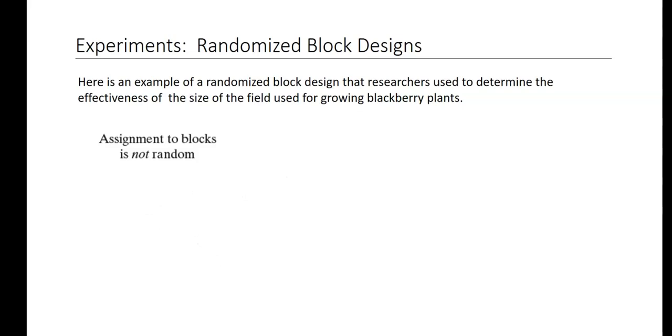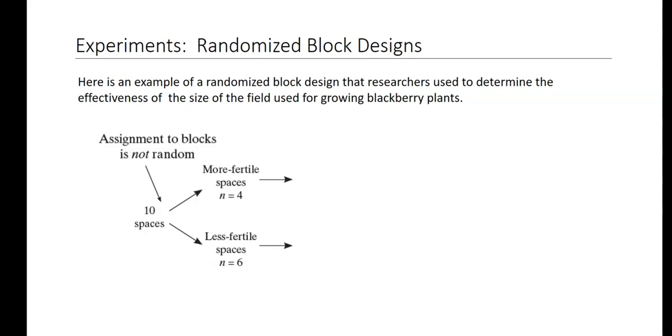Let's say your assignment to blocks is not random. Okay, so that's important to know. We block with a purpose. So here is an example, the effectiveness of the size of the field used for growing blackberries. So maybe there's 10 spaces, and some are more fertile, they're closer to the water, some are further away from the water. Notice in this case, it wasn't exactly equal. It doesn't always work out equal with blocking, but it's nice if it did, but it didn't in this case.